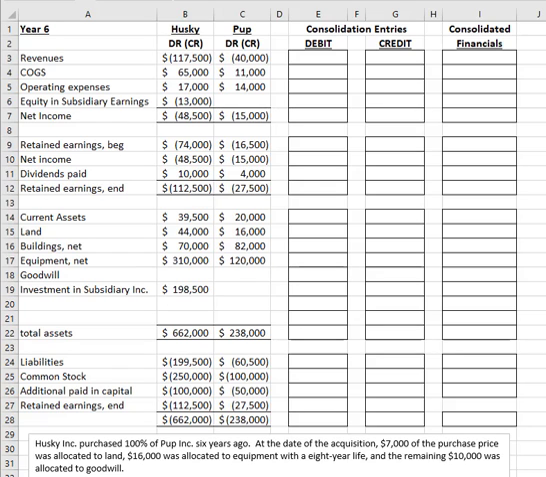So let's work on a Husky and Pup. This is a consolidation in year 6. So we need to eliminate the beginning of 6 retained earnings because we owned it all during year 6. So the revenues and expenses of the subsidiary belong to us.